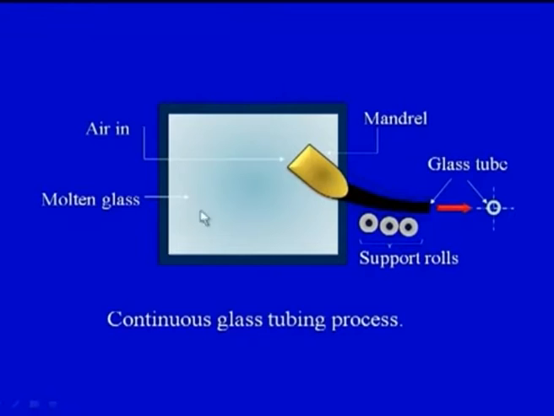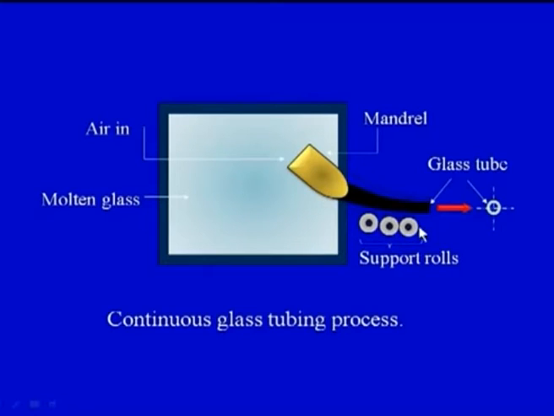On your screen you can see a simplistic or a very easy representation of the process. We have a molten glass, this particular color represents the molten glass, this is the mandrel, and in this mandrel air is being blown through. And this is the glass tube, black color portion. This is the glass tube which is coming out. This is the cross section of the glass tube. It is hollow from inside, and it has got a wall thickness.